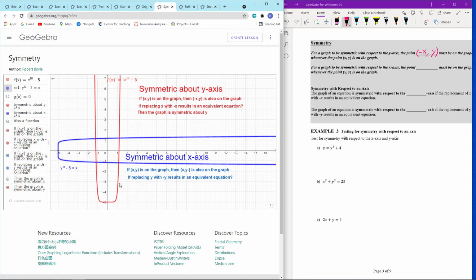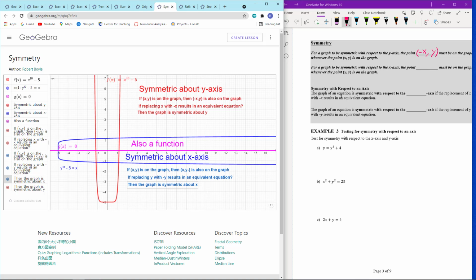And furthermore, if you have an algebraic expression for this graph, and if you replace y with negative y, and it results in an equivalent equation, then you can say that this graph is symmetric about x, which is my last point right there. All right, now as you can see, this graph is not a function. It turns out that every graph that is symmetric about x is not a function, with one exception: the graph where g of x is equal to 0. This is the only one that is symmetric about x and also happens to be a function.